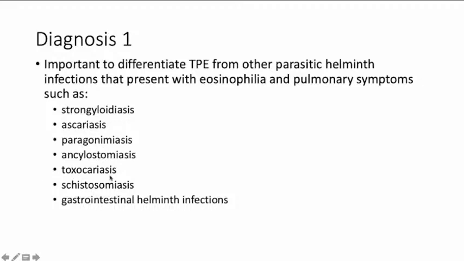Toxocariasis. Toxocara is an intestinal nematode of dogs and cats that can affect humans if it's transmitted fecal-orally. So if you ingest the eggs of Toxocara, you'll get what is called visceral larva migrans. They migrate within the viscera, but because you're not the definitive host, they'll keep on migrating throughout the viscera without maturing. So it's one of the causes of eosinophilia and visceral larva migrans. Schistosomiasis, we already know what that is. And then other gastrointestinal helminthic infections.